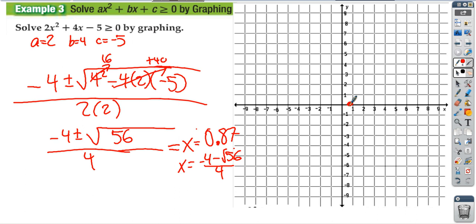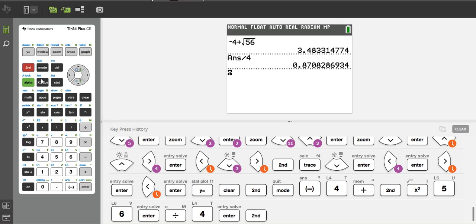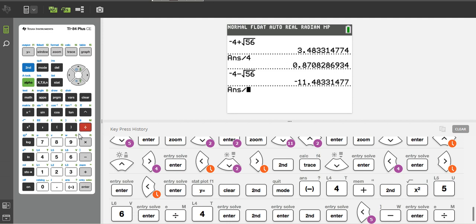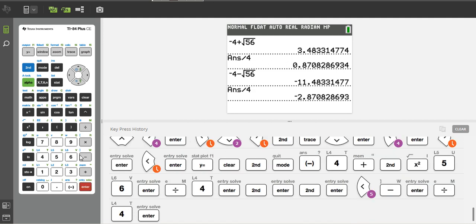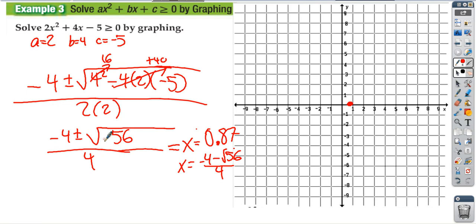And then let's get the other zero, -4 minus root 56. So I'm going to hit second entry just to get that back, and this becomes a minus now. Press enter and we'll divide that by 4, so we get -2.87. Usually the decimals turn out to be the same, the numbers will be different though, so they're both something with 0.87. -2.87 is a little bit to the right of -3. Okay, so now we have this.